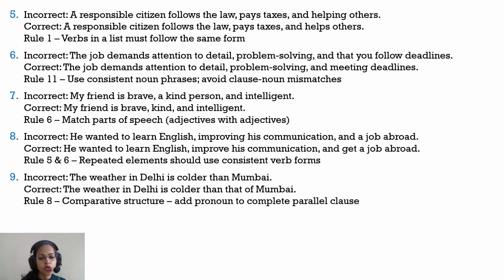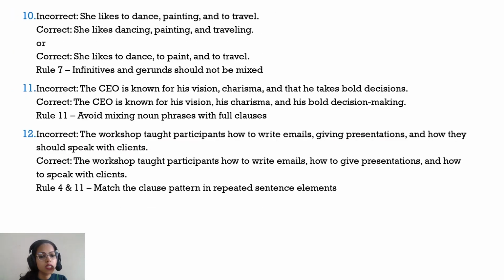The weather in Delhi is colder than Mumbai. So the correct statement would be: the weather in Delhi is colder than that of Mumbai, because we are comparing the weather of two places and not the weather of one place with the city in the second. She likes to dance, painting, and to travel. So dancing, painting, and traveling. She likes dancing, painting, and traveling. That would be the correct. Or she likes to dance, to paint, or to travel. So either all three are in the ing format, or all three are infinitives. So the consistency is important.